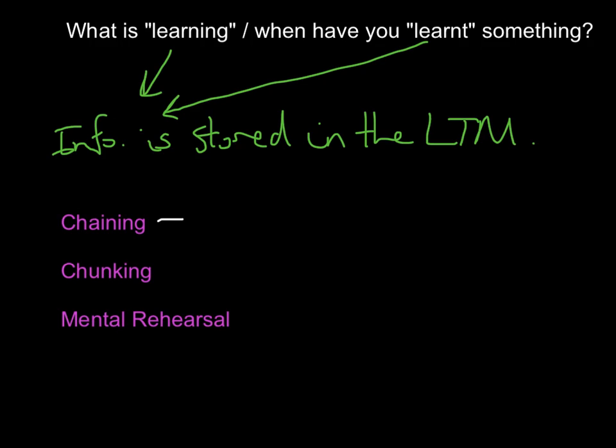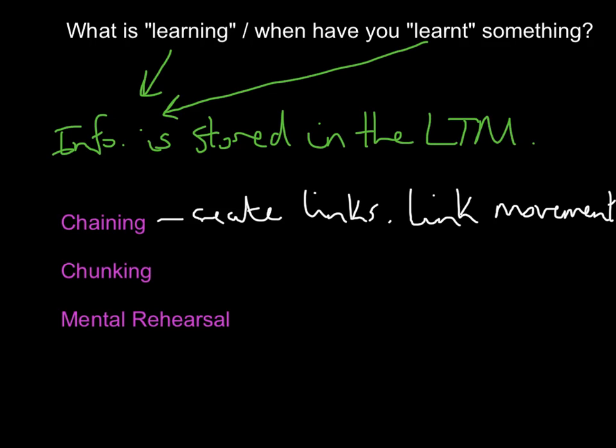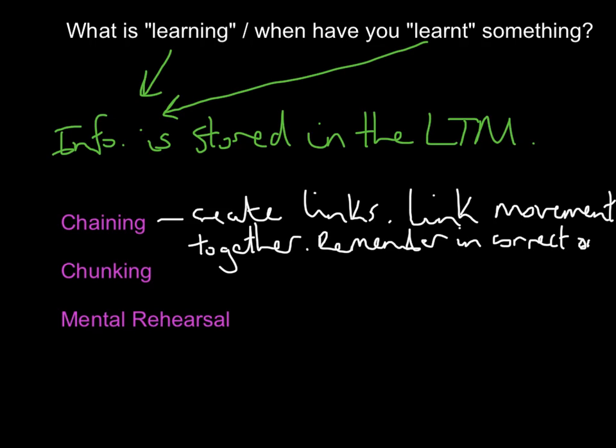And it's fairly straightforward. What is chaining? What we do is we create links. A chain is made of links. We link movements together. Okay, so it allows us to remember things in the correct order. I'm just going to run out of space, unfortunately. Well, you know what I mean. Okay, so there's the key things there.